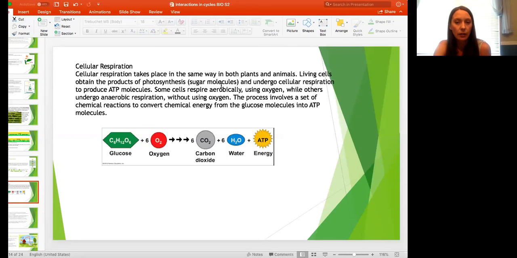Some cells respire aerobically, meaning using oxygen, while others go through anaerobic respiration, without oxygen. I'll talk about that in a second. This process involves a set of chemical reactions to convert chemical energy from glucose molecules into ADP. So ADP is the type of energy that our cells can actually use. If we just eat the sugar, it's not in a form that our bodies and our cells can use. So cellular respiration is the process that breaks it down to form ADP, which our cells can then use and fuel us.